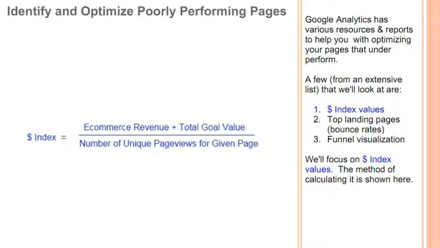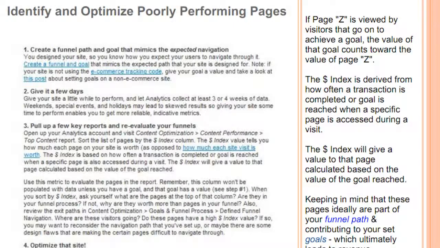It is equal to e-commerce revenue plus total goal value divided by number of unique page views for a given page. If page Z is viewed by visitors that go on to achieve a goal, the value of that goal counts towards the value of page Z. The dollar index is derived from how often a transaction is completed or goal is reached when a specific page is accessed during a visit.